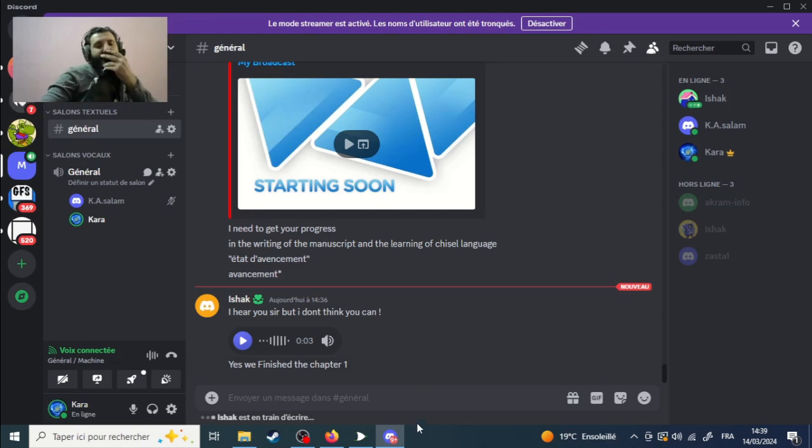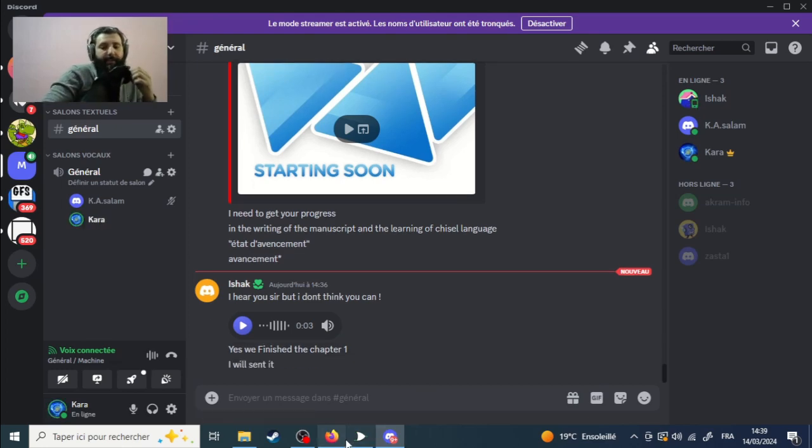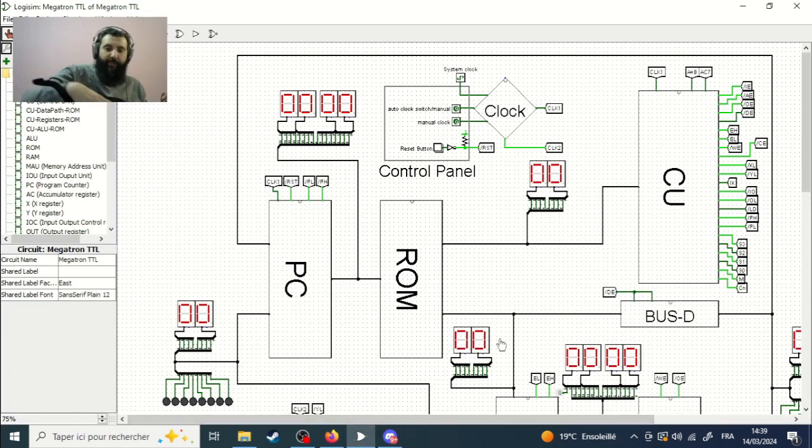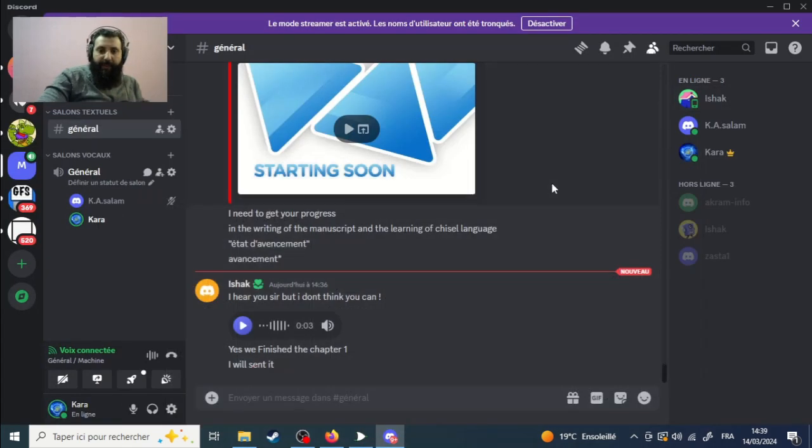Let's start the Megatron project, the explanation of the Megatron project. Okay, the first thing to do is to get the documentation of Megatron. The main basis to study Megatron is the circuit. I will send it to you.